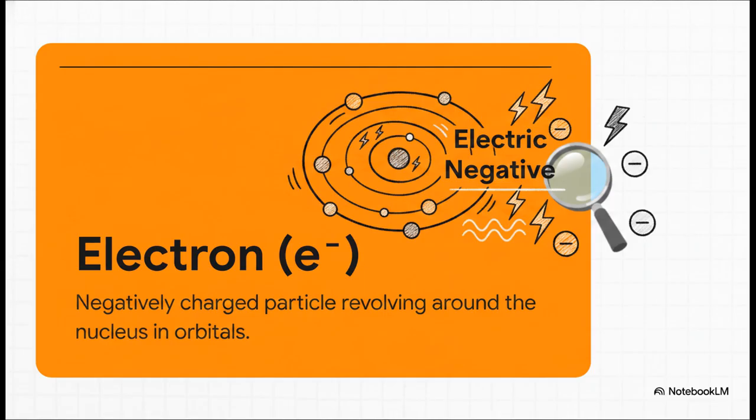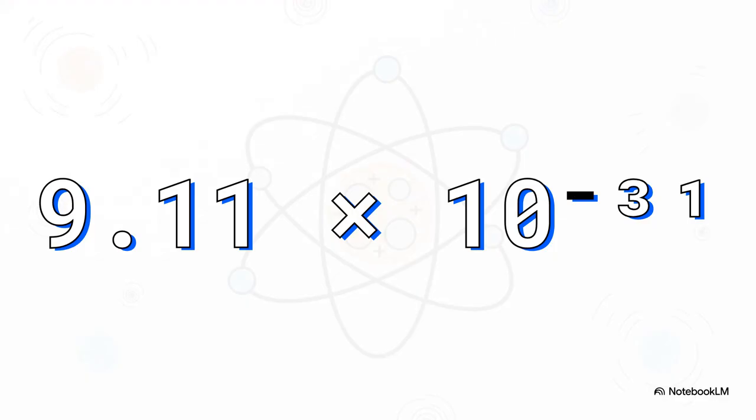It defines the very boundaries of the atom, operating in this state of constant, erratic motion rather than following some predictable planetary path. Now check out this mass. 9.11 times 10 to the negative 31st kilograms. That is impossibly small. It's almost non-existent. But this near weightlessness is absolutely crucial. It's exactly what allows the electron to behave the way it does, zipping around the atom's outer limits at incredibly high speeds.